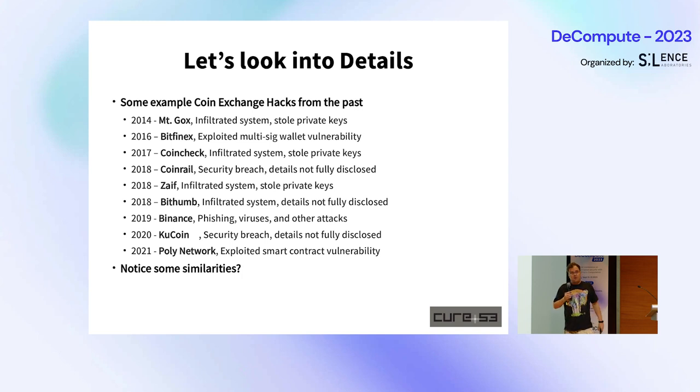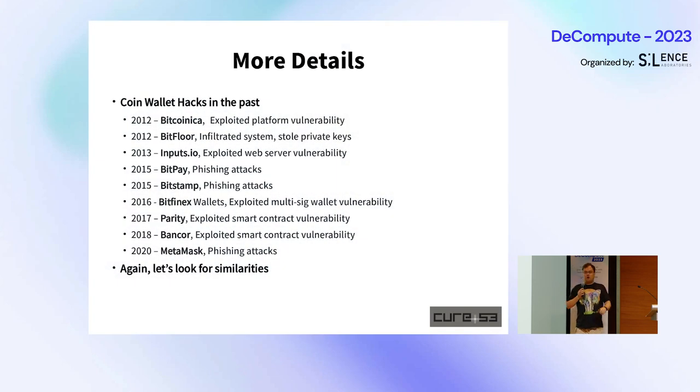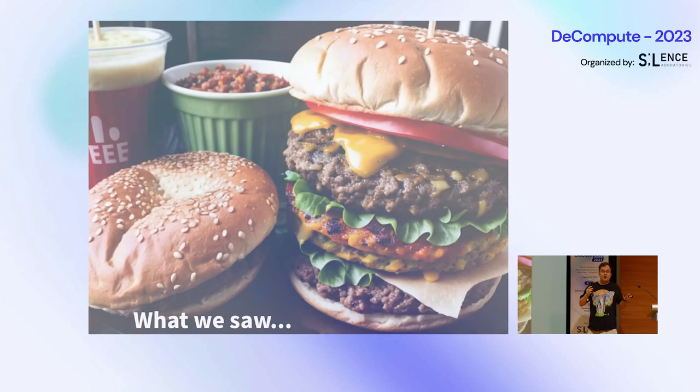And you might notice some similarities between those, because oftentimes the attack was not against the protocols or the cryptographic underpinnings, but against the actual stack the technology was presented with. We also have, for example, coin wallet attacks in the past. Here's a non-exhaustive list that I assembled: 2012, Bitcoinica, Bitfloor, Inputs.io, BitPay, Bitstamp, Bitfinex, Parity, Bancor, and MetaMask through phishing attacks. Well, that's kind of not their fault. But again, we can see similarities, and we can notice that lots of those successful attacks did not have anything to do with the crypto itself, but with the stack the whole thing is sitting on top of. So maybe this is where we should look.